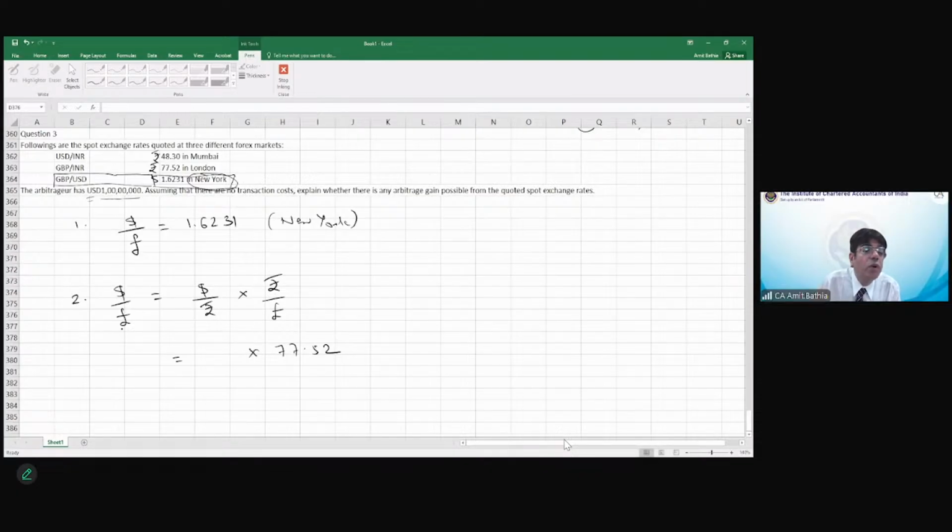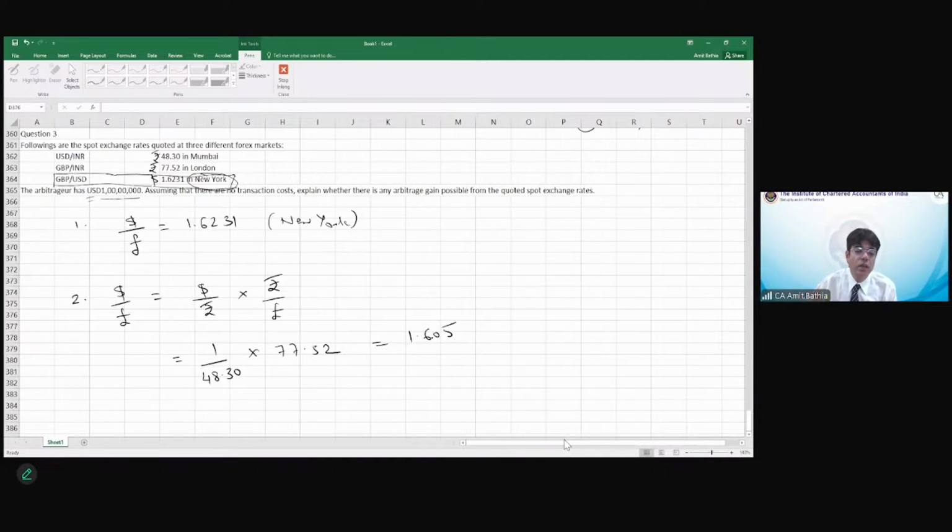Do I have dollar upon rupee rate available? I don't have dollar upon rupee. What I have is rupee upon dollar. So how do I convert this direct quote into indirect quote? It will be 1 upon 48.30. When I do this calculation, I will get the cross currency rate for dollar to pound. So what is the cross currency rate coming to? 77.52 divided by 48.30. How much is that coming to? 1.605.